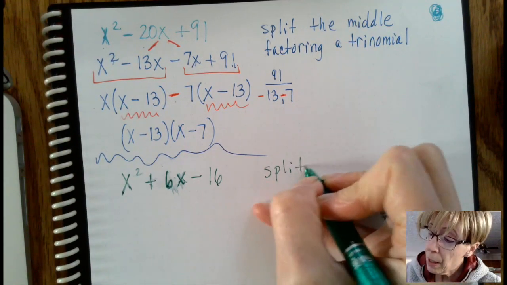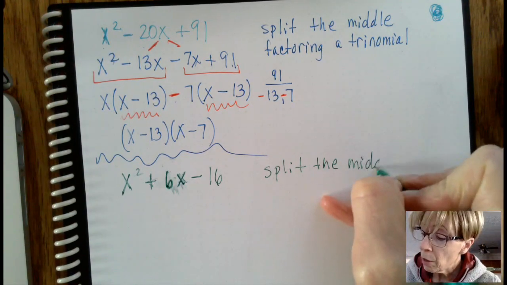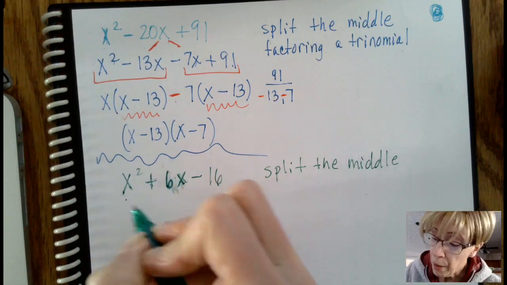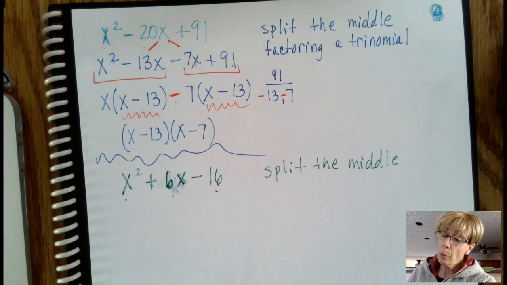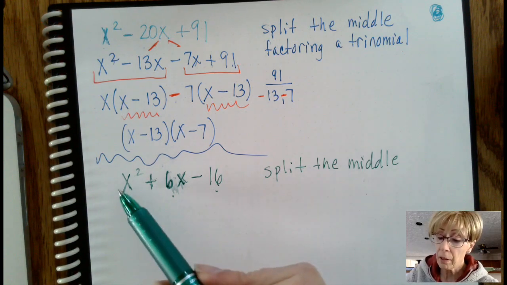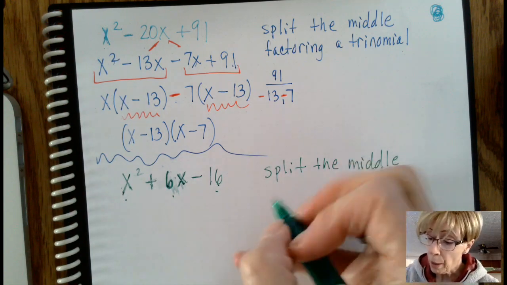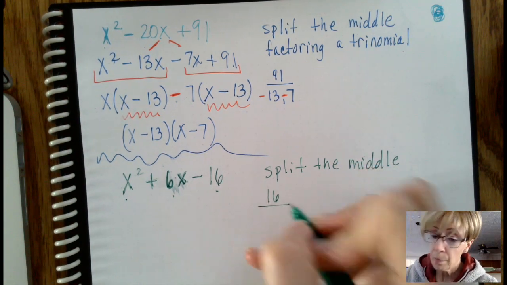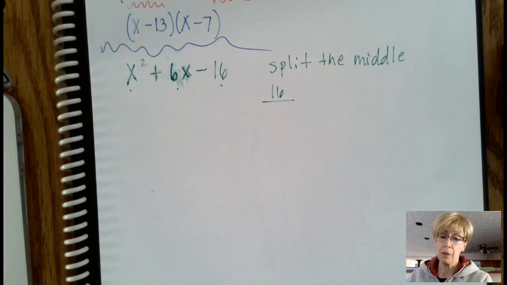One of the key reasons why this is split the middle is because there are 1, 2, 3 terms. And what we do when we split the middle, because we don't have any extra help on this one, is we're going to take the number in front of the x squared, which is a 1, times 16. We're not paying attention to any signs. And then we're going to look at all of the factors of 16.